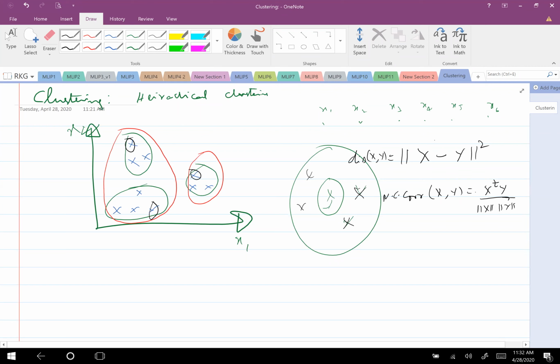So the ways of finding closeness are either in terms of a distance metric or in terms of a correlation metric. This is referred to as dissimilarity.